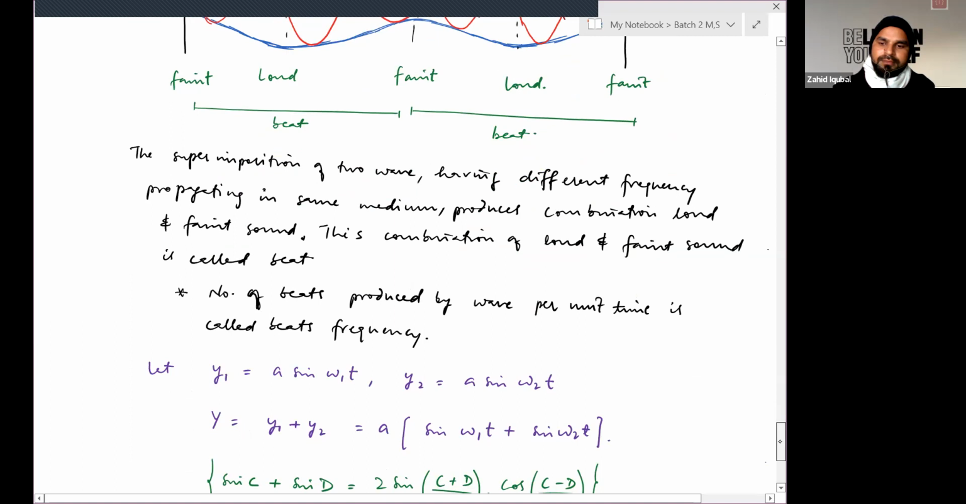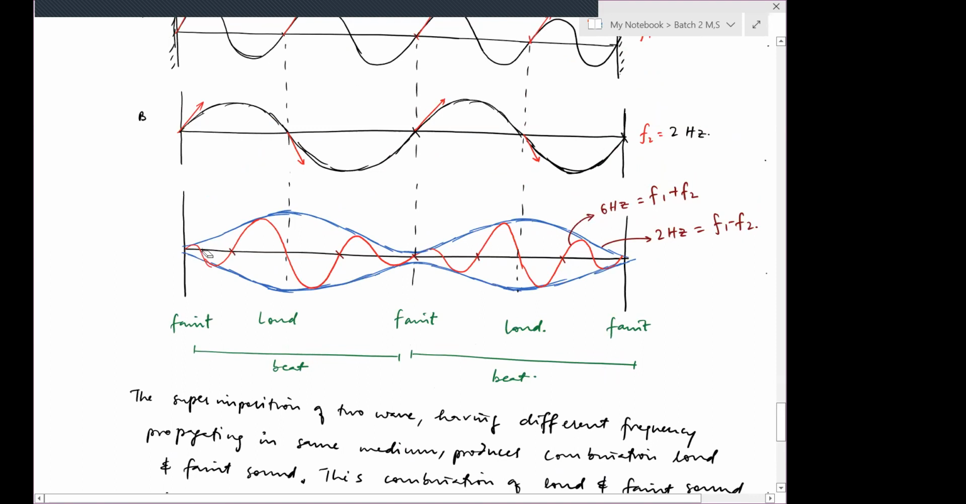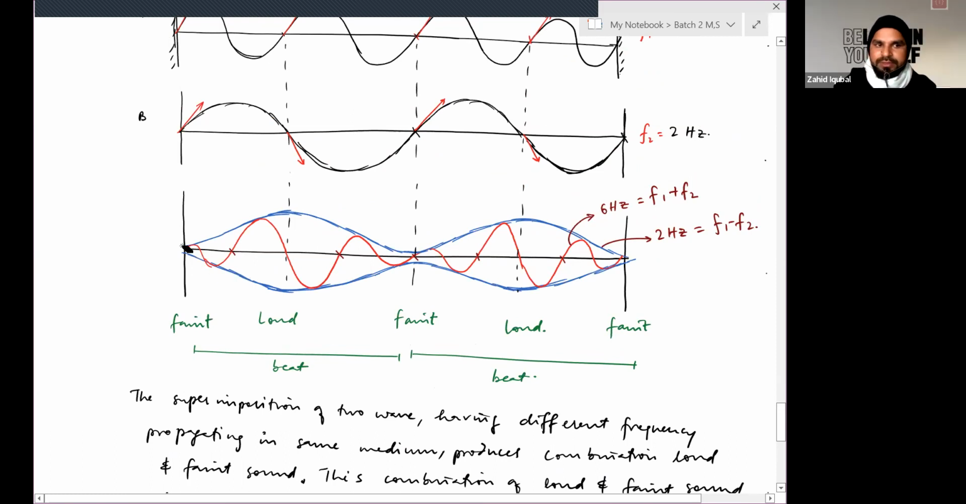Samira? Sir, I didn't understand. Can you explain? Just count the number of beats produced from this point to this point. A beat is nothing but one loud and one faint. So half faint and half faint and one complete loud. So it will be one beat from this point to this point. And similarly, one beat from this point to this point. Is it clear?